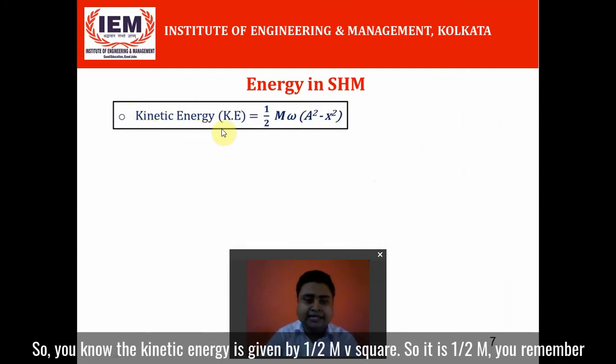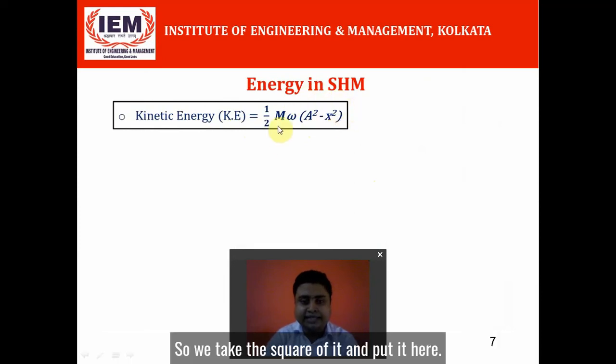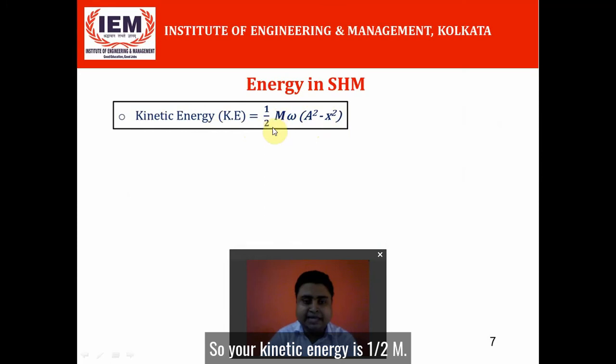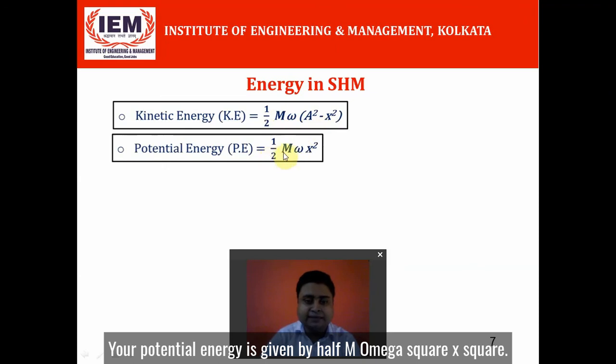Now going to the energy in case of simple harmonic motion. We know the kinetic energy is given by half m v square. You remember your v was plus minus omega root over a square minus x square. So you take the square of it and put it here. So your kinetic energy is half m omega square times a square minus x square. Your potential energy is given by half m omega square x square.